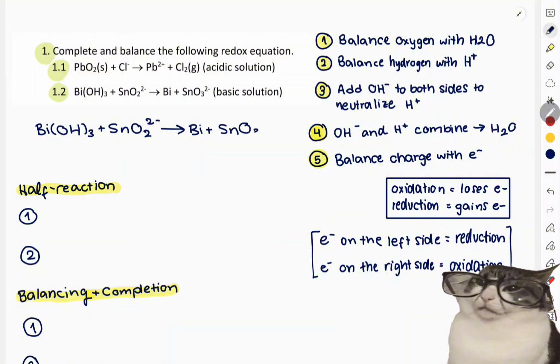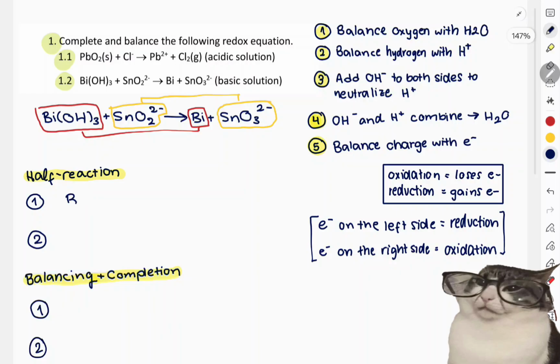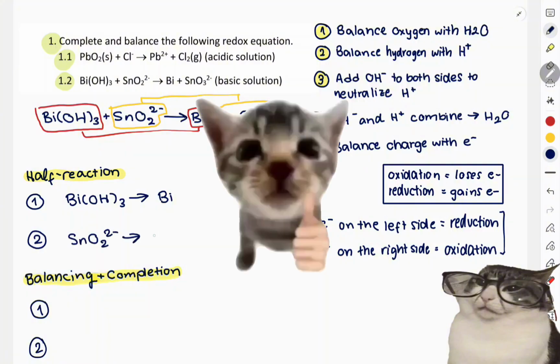The first half reaction would be the bismuth hydroxide and the bismuth, while the second half reaction would be SnO2 and SnO3. Now this is the step where you would calculate the oxidation number to find out which reaction is an oxidation reaction or which one is a reduction reaction. However, I will be using the simple method that I just explained before because that's quick and easy.